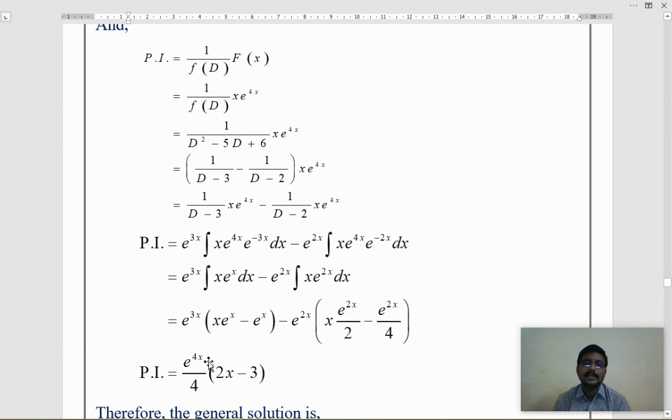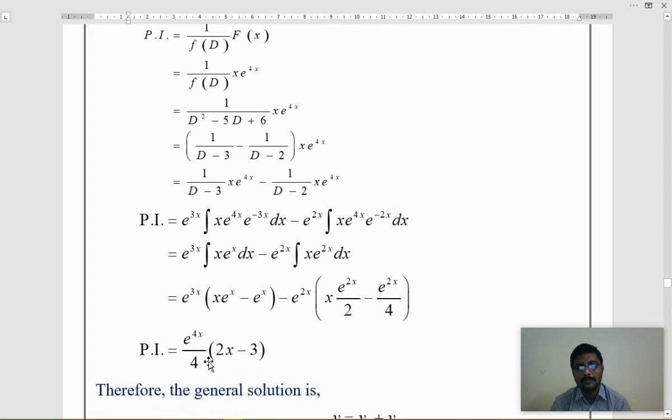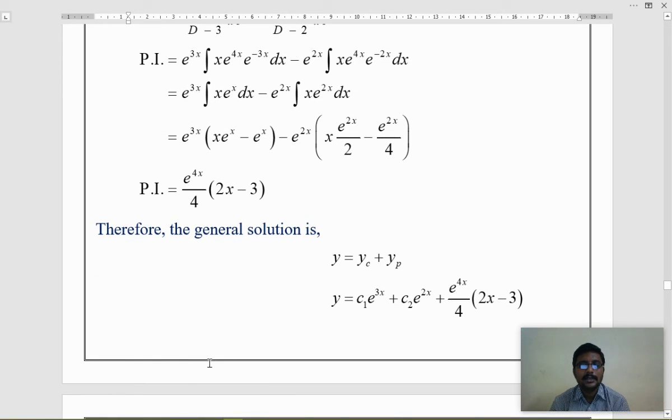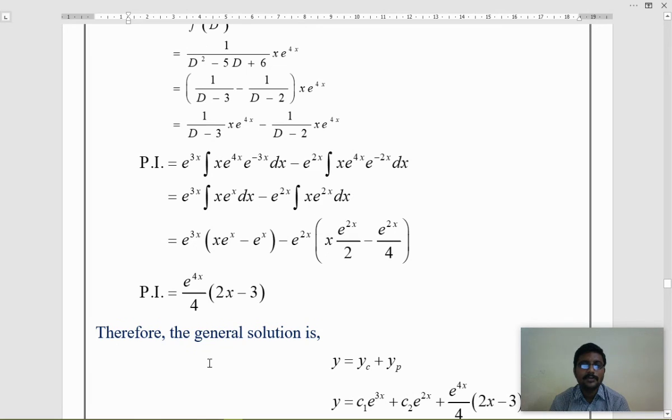Thus, the required general solution is the addition of two solutions, that is the complementary function and the particular integral. So it is the required general solution. Here we are using the general method formula.